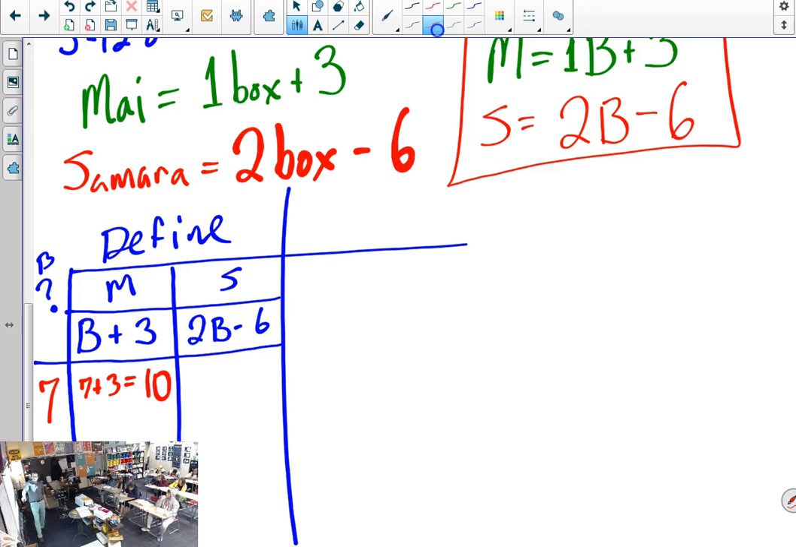2 times B. B's 7, right? Yeah. So 14, minus 6. What's 14 minus 6? 8. So do Samara and Mai have the same number of cookies?